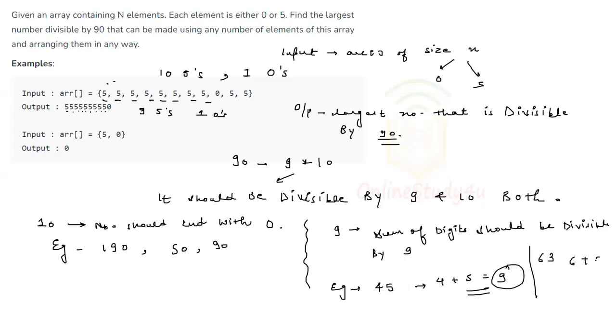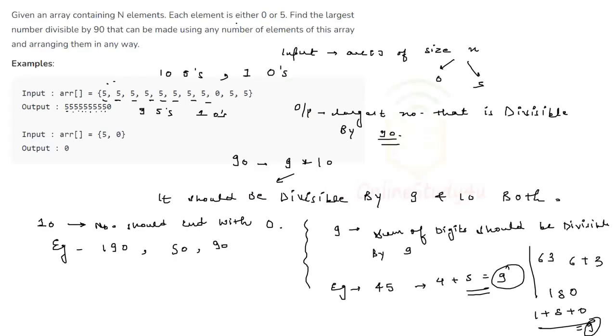When I talk about another number, suppose 180, so 180 is 1 plus 8 plus 0. It is also divisible by 9 because we are getting 9. Correct? So I told you if the number should be divisible by 90, then it should be divisible by 9 also, and it should be divisible by 10 also. So what do we conclude? We have to check the divisibility of both while checking for 90.